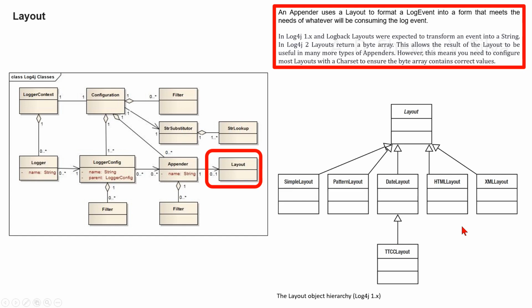HTML layout. This layout outputs events in an HTML table. Appenders using this layout should have their own encoding set to UTF-8 or UTF-16. Otherwise, events containing non-ASCII characters could result in a corrupted log event. This is about Log4j 1.x.